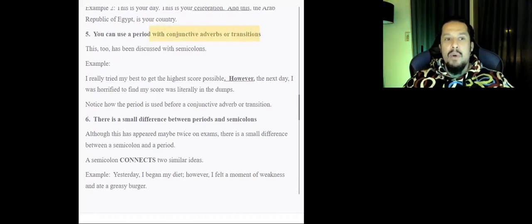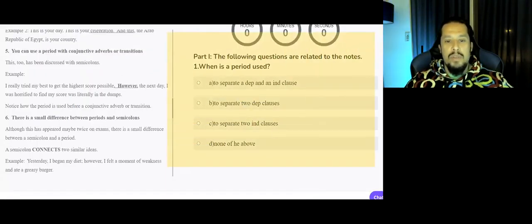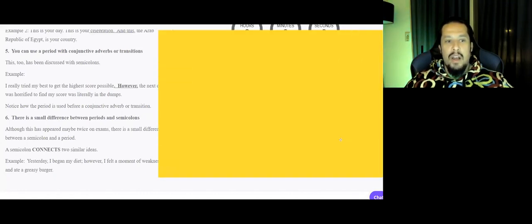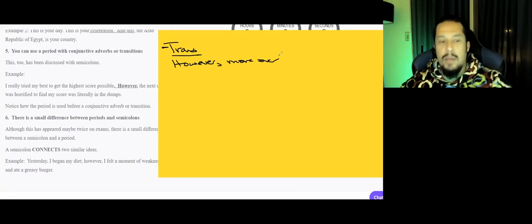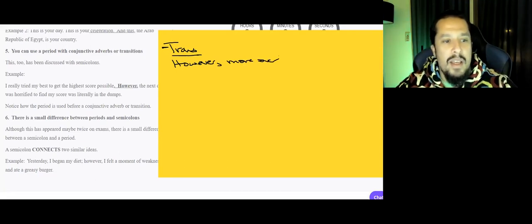Next up, we can use a period with a conjunctive adverb or transition. We talked about this with the semicolon. Do you remember conjunctive adverbs or transitions? Surely not, right? Let me make a nice yellow board this time. Oops, I didn't want to make that. I'll make a yellow board. And let's make it black. Remember transitions with conjunctive adverbs? Transitions can be however, moreover. Let me actually type this because my handwriting is trash.